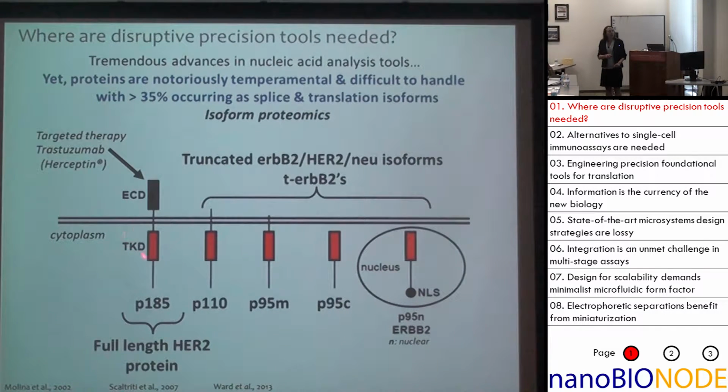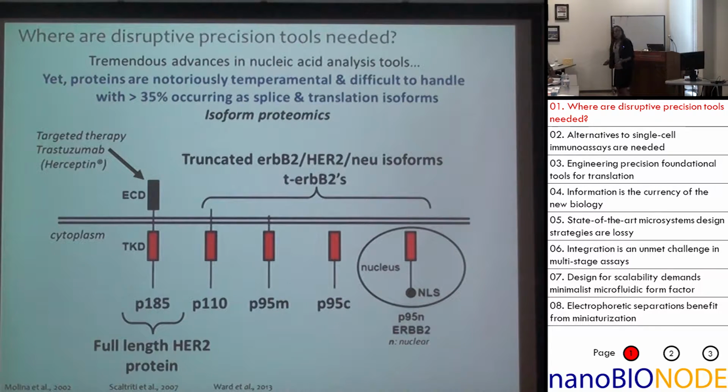So you see everything from the P110, so it's a little bit smaller, it's missing that region, but it's still transmembrane, and then all the way down to other truncated or shortened forms that don't even have that little transmembrane portion at all. And in fact, some versions of this protein are in the cytosol. Some of them are actually in the nucleus of the cell. So they can be in different regions of the cell as well, but all of them lack this receptor on the surface.